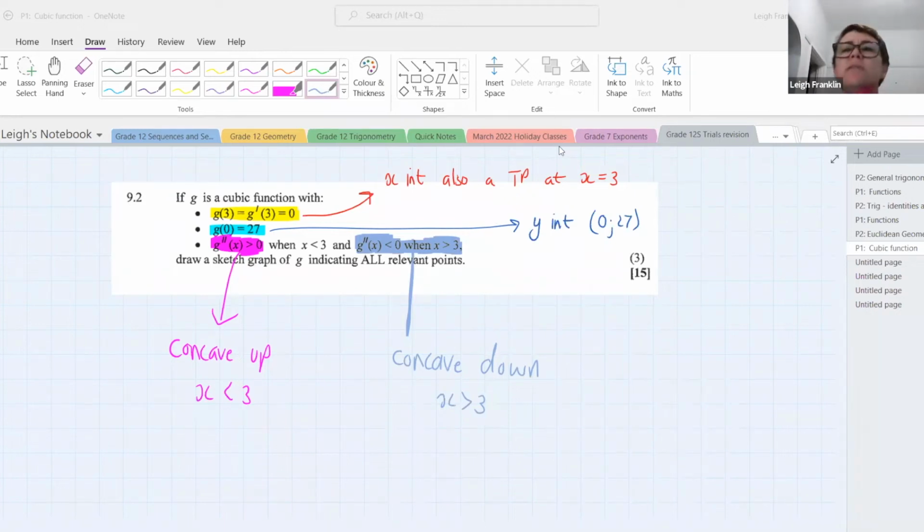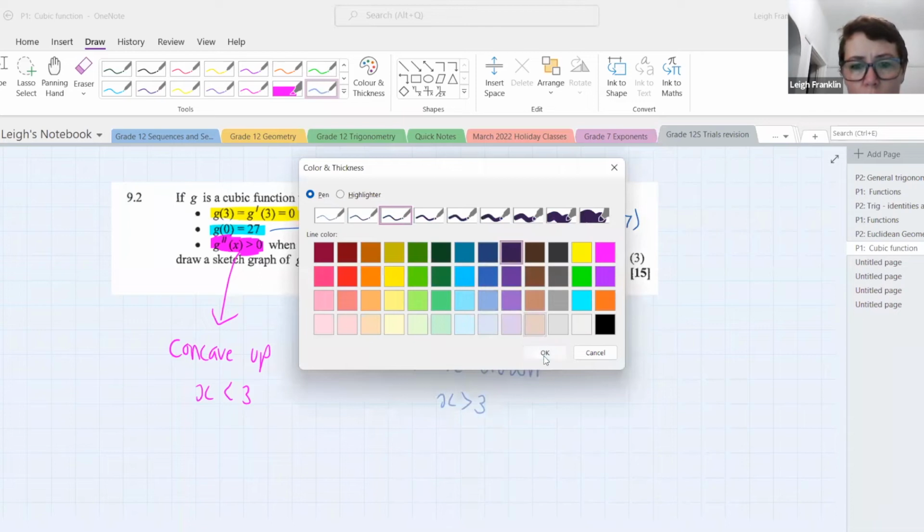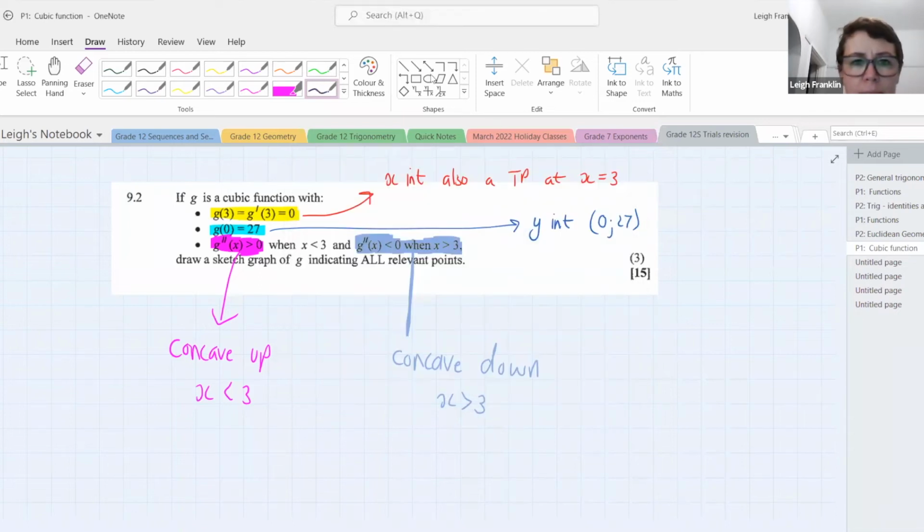So what else is that? What other information are they giving us about 3? It's an x-intercept, it's a turning point, and it's also a point of inflection. Absolutely. Okay, so that means that this is going to be one of those really weird shaped graphs. So one that looks like, let's draw ourselves a set of axes.